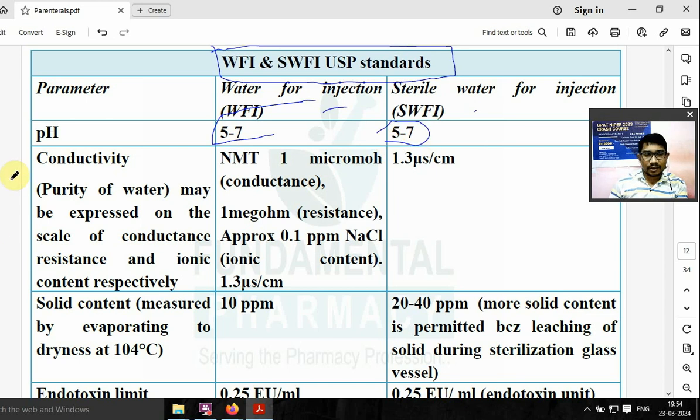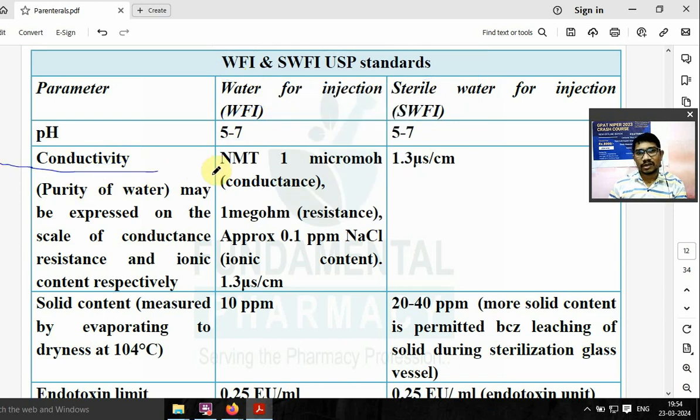यहाँ पे एक क्वेश्चन आया है ना, प्योरिटी ऑफ वाटर कैन बी चेक्ड बाय, सो इट कैन बी चेक्ड बाय कंडक्टिविटी मेथड. नाउ कंडक्टिविटी ऑफ योर वाटर फॉर इंजेक्शन एंड स्टेराइल वाटर फॉर इंजेक्शन, दैट शुड बी विदिन अ लिमिट. कंडक्टिविटी कितना होना चाहिए? नॉट मोर देन 1 माइक्रो ओम for water for injection, that is a conductance, and not more than 1 mega ohm, that is a resistance, and approximately it is a 0.1.